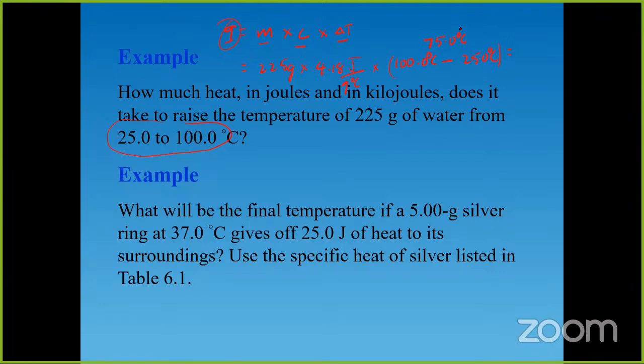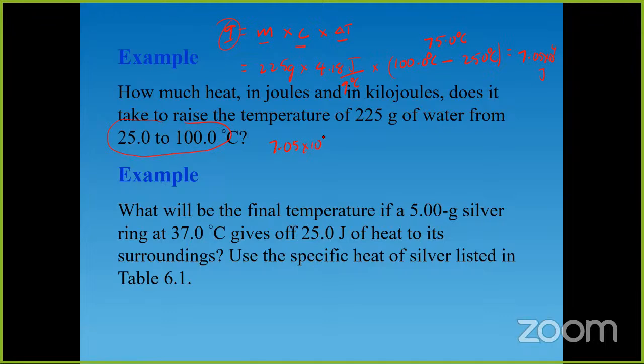And this would have to be rounded off to how many sig figs? 3 sig figs. So according to my calculation, this works out to be equal to 7.05 times 10 to the 4 joules. And the question is asking for you to calculate the equivalent value in kilojoules, which I'm going to do down here.